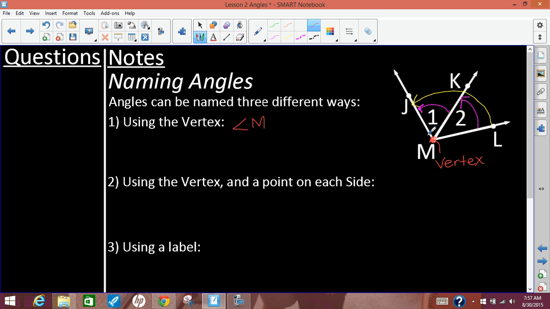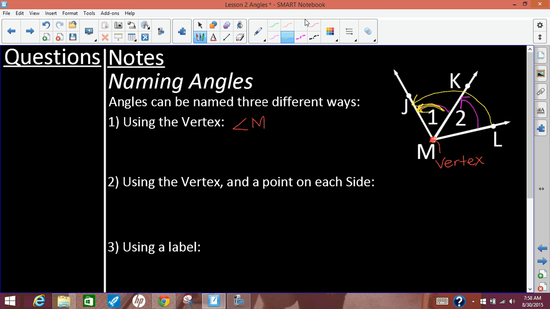So we can get a little more specific. If we want to name one of these three angles specifically, we can use the vertex and then the points on each of the sides. So let's talk about this first angle that we called out. The vertex is M, and then the points on either side are J and K.